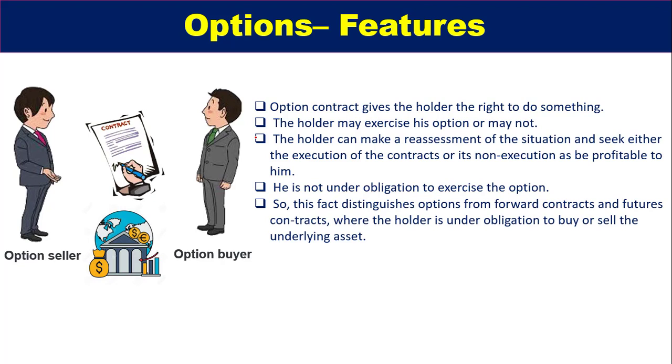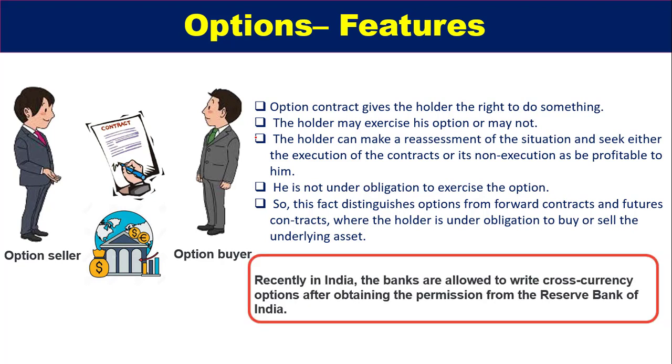The fact that he is not obligated to do a transaction or exercise the option distinguishes options from both forward contracts and futures contracts, because, as I told you in my previous lecture, in both forward and futures the parties have to complete the transaction and are obligated to buy or sell the underlying asset. Recently in India, all the commercial banks are allowed to write cross currency options, and this permission is given by the Reserve Bank of India. So as you can see, options are getting more and more popular in different countries, especially in India, because of their ease of use, and they are quite liquid.